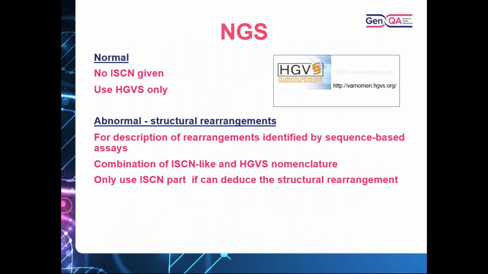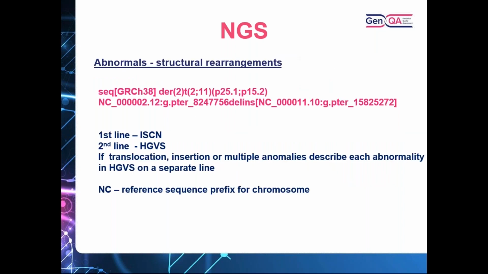NGS, now this is interesting. Maybe it's because we're not so familiar with it. For a normal, you don't give ISCN, but you can use HGVS. For the abnormals, structural rearrangements, you're describing the rearrangements identified by sequence-based assays, and it's a combination of ISCN-like and HGVS nomenclature. You only use the ISCN part if you can deduce the structural rearrangement. So in this particular case, you've got sequencing, genome build, it's a derivative chromosome, and then you've got the HGVS. However, the first line is the ISCN, second line is the HGVS.